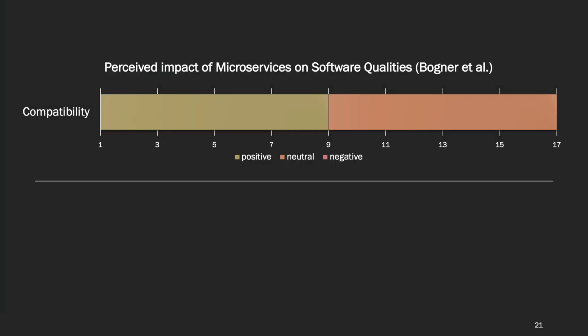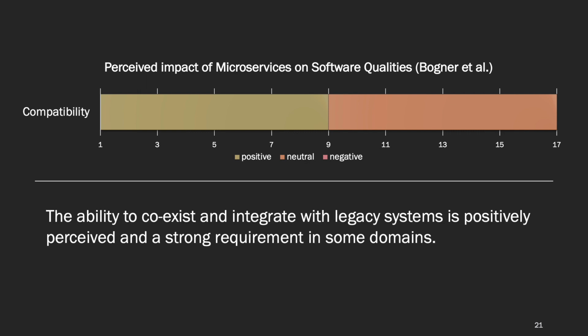The influence on compatibility was also commonly perceived as beneficial, mostly due to the standard communication protocols. One architect reported compatibility as one of the main drivers for microservices to unify distribution channels on their product. In particular, the ability to coexist and integrate with legacy systems was positively perceived and a strong requirement for many companies during the migration phase.